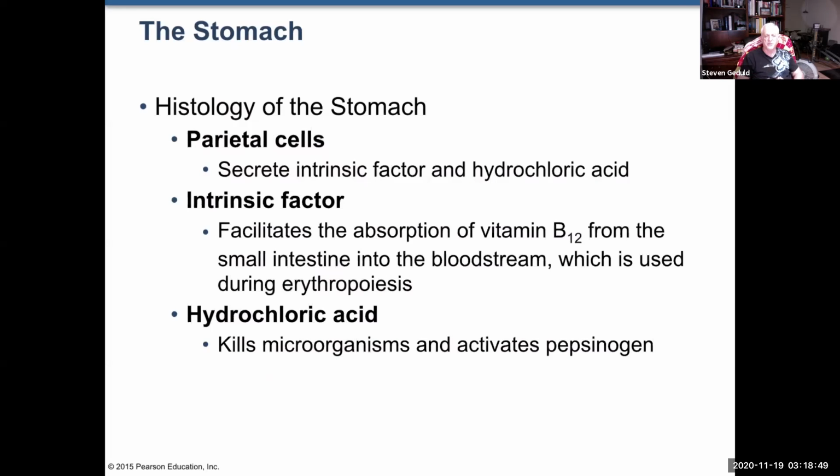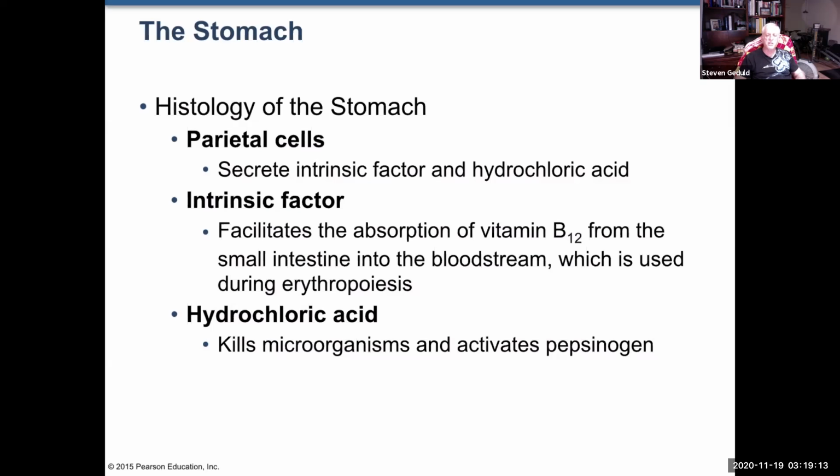The parietal cells, they secrete intrinsic factor and hydrochloric acid. Okay? So your parietal cells do two things. You have intrinsic factor and hydrochloric acid. The intrinsic factor helps absorb vitamin B12, okay, from the small intestine into your bloodstream. Okay? And it's used during erythropoiesis, the formation of red blood cells.